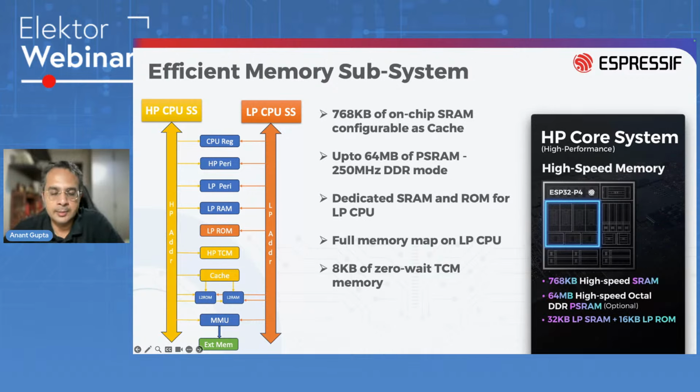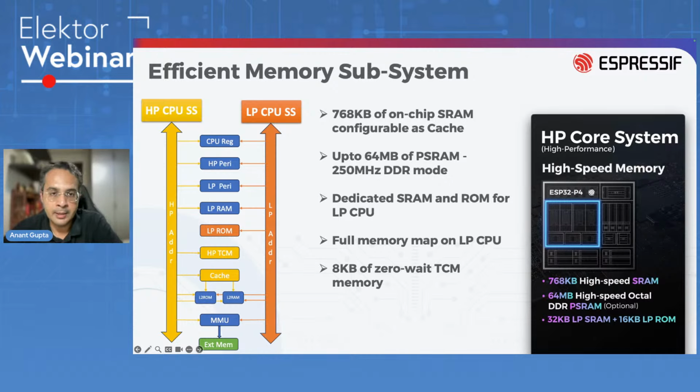Along with the core architecture, we also have a very efficient memory subsystem. The major chunk of it is an on-chip memory of 768 kilobytes, which is configurable as cache for the external PSRAM. So when I said that, it basically means that we have a layer 2 cache as well now, which can be used as the on-chip SRAM or the cache. And then you have your PSRAM as the main memory, which is there behind that.